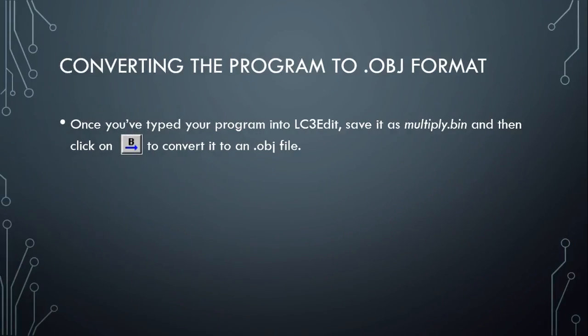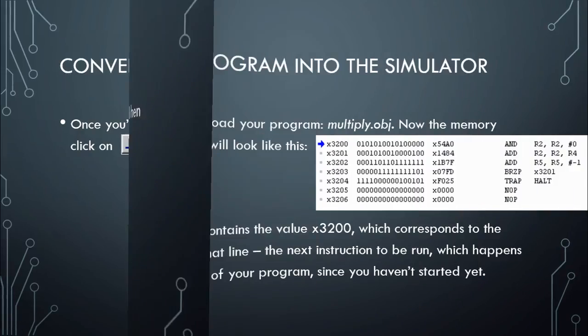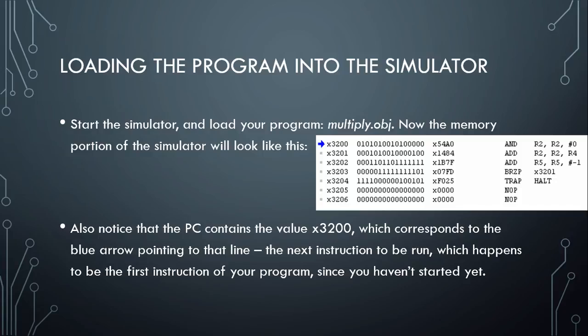Once we finish typing up our program in the LC3 editor, we're going to save it as multiply.bin, because it's a binary file, and then we're going to click on that conversion button to convert it over to an object file. Then we're going to load that program into the simulator. So let's start the simulator and load our program, multiply.obj. Now the memory portion of the simulator will look like this, and you'll also notice that the PC contains the value 3200, which corresponds to the blue arrow pointing to that line, the next instruction to be run, which happens to be the first instruction of the program which we haven't started running yet. Let me just go ahead and pull that up here in just a second.